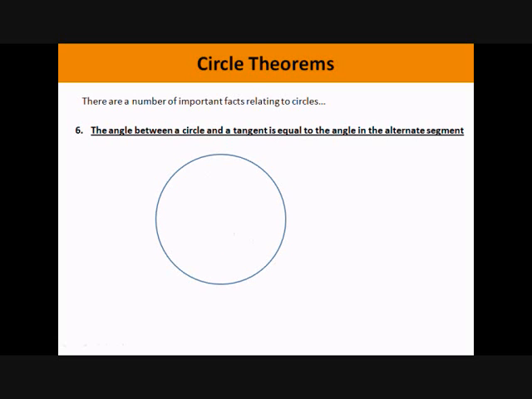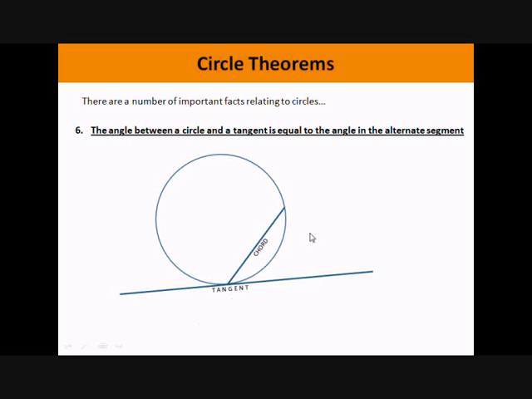Okay, number 6. The angle between a circle and a tangent is equal to the angle in the alternate segment. This is the hardest of the theories. It's, I reckon, the hardest diagram to recognize. But you start off with a circle, and then a tangent to that circle. From that tangent, you draw a chord. So one end of the chord is just touching the tangent where it meets the circle.